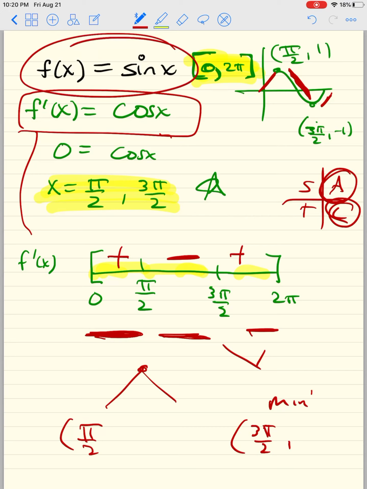And then you have to plug it back into the original. Sine of 90 degrees, 1. Sine of 270, -1. This is called our relative max. This is called our relative min. And before I let you guys go, I want to show you what I did here. I restricted. So anyway, how beautiful is that? You guys should all be like, wow, wow, wow.